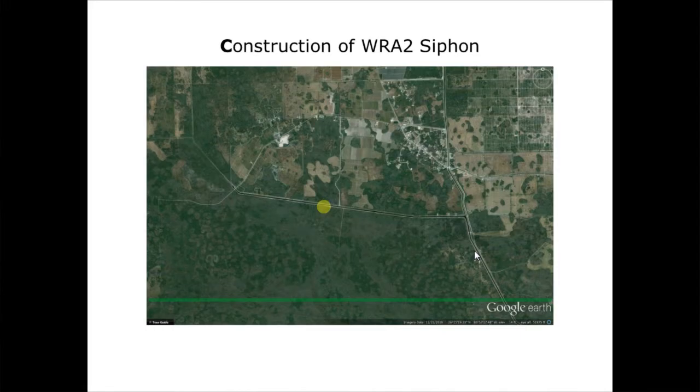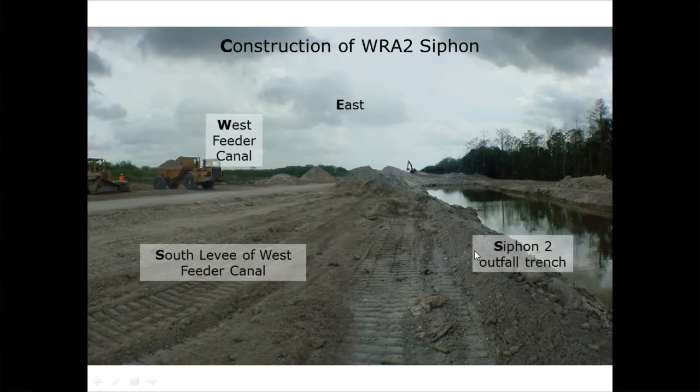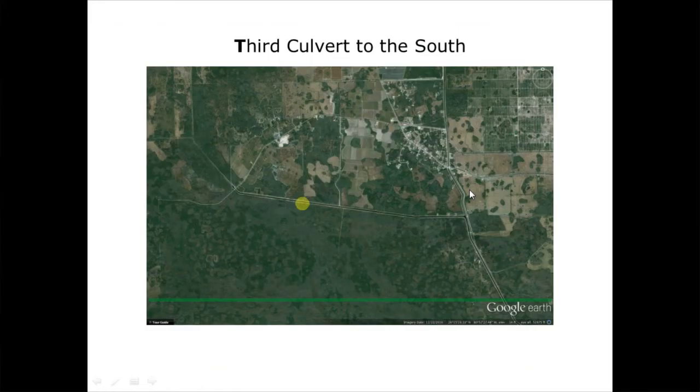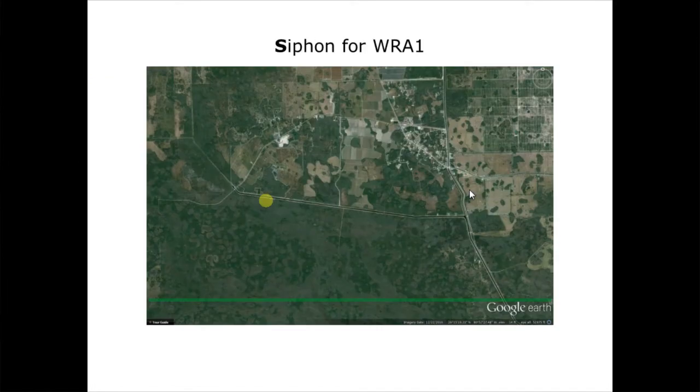On our continuing driving west, we drove through the construction site of the second water resource siphon, and there's just some photos of the siphon. This is on the south side where the trench is. And then we went to the third of the 3 culverts, and again, that was the same situation. Despite the high stage, there was no indication of water flowing or wanting to flow south.